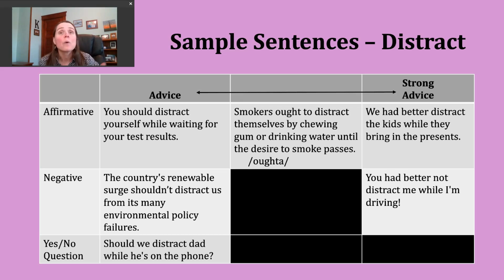Now, we can also give what's termed negative advice. So here we're telling someone it's not a good idea to do a particular action. For negative sentences, we're going to start with our subject, use should not, or you might see the contraction shouldn't, and then again, you'll see the base verb. Here's an example. The country's renewable surge shouldn't distract us from its many environmental policy failures.